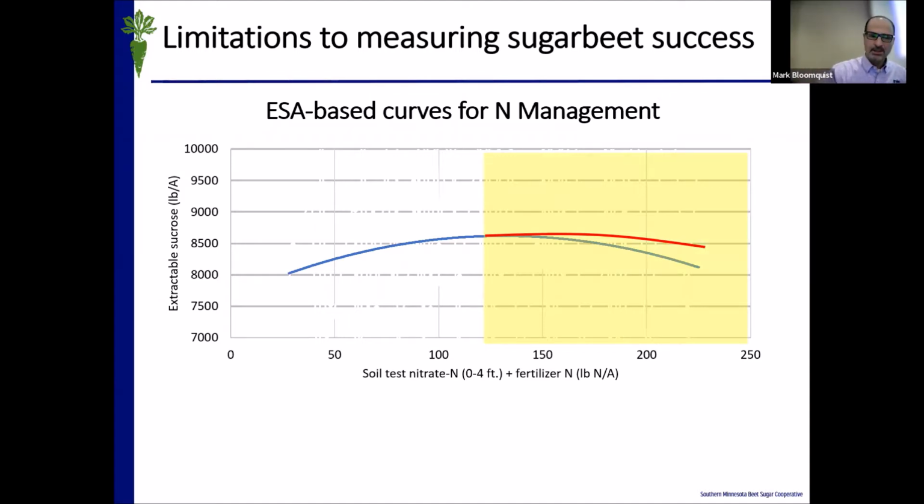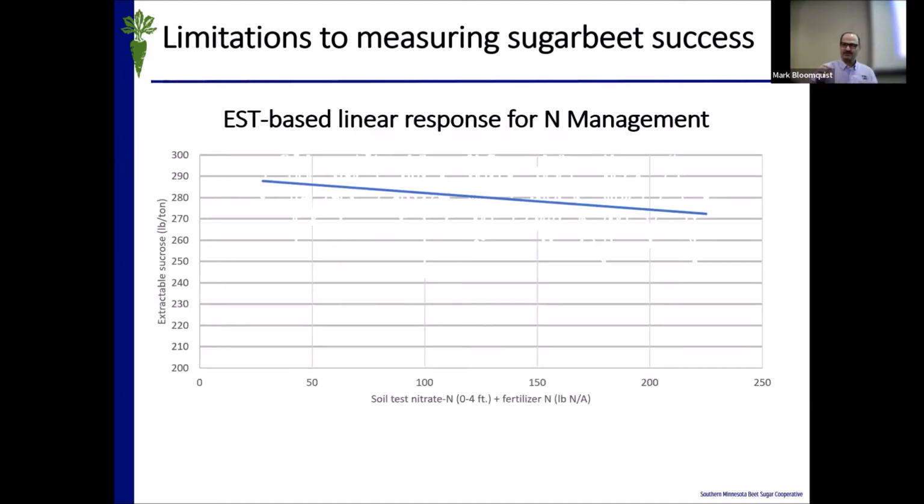Agreed? David also showed this negative linear response that we have with EST and nitrogen management. In this case, we have the extractable sucrose along the y-axis, and I didn't fail to mention my axis last time, with incremental increases of total nitrogen along the x-axis. And as you can see, we definitely have a fairly negative linear response. Obviously, if you're using EST to base your nitrogen management scheme upon, you're going to want to be playing on the left side of that graph.